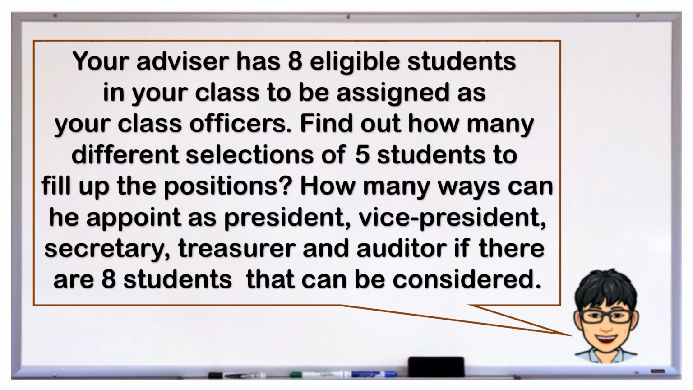So let us consider this situation. Your advisor has 8 eligible students in your class to be assigned as your class officers. Find out how many different selections of 5 students to fill up the positions. How many ways can he appoint as president, vice president, secretary, treasurer, and auditor if there are 8 students that can be considered?